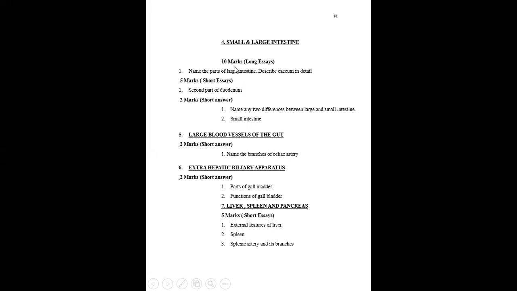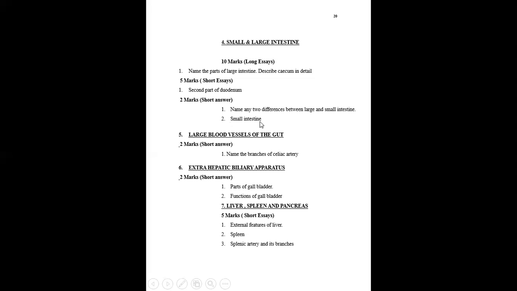Small and large intestine, 10 marks. Name the parts of large intestine. Describe the cecum in detail. One more question here is differences between small and large intestine. 5 marks. Second part of duodenum. Duodenum itself can also be asked here as 10 marker. 2 marks. Name the 2 differences between large and small intestine. This can be asked for a 5 marker also.